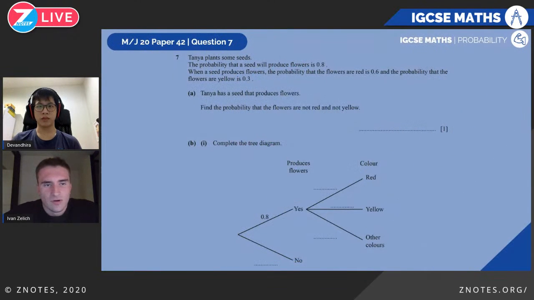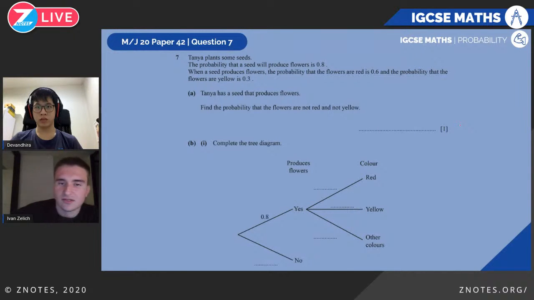So, problem 1, well, problem 7, but our first probability problem. Tanya plants some seeds. The probability that a seed will produce flowers is 0.8. When a seed produces flowers, the probability that the flowers are red is 0.6, and the probability that the flowers are yellow is 0.3. Tanya has a seed that produces flowers. Find the probability that the flowers are not red and not yellow.